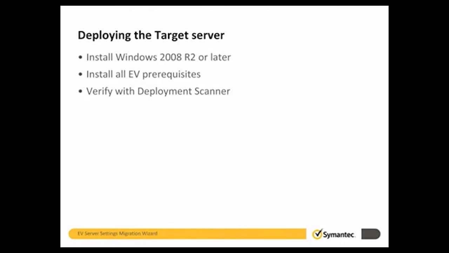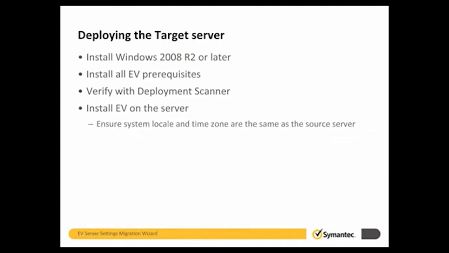These can be verified by running the deployment scanner and ensuring all required items are installed and no errors are reported. Once all prerequisites have been confirmed, then install EV on the server and ensure the system locale and time zones are the same as the source server. Do not configure EV, as this will be done during the import process.